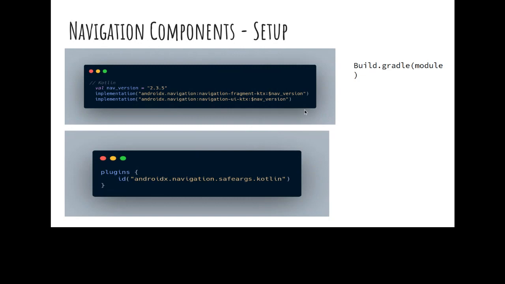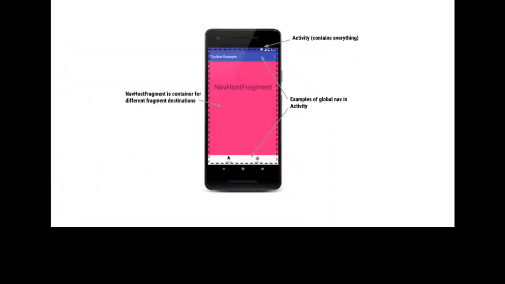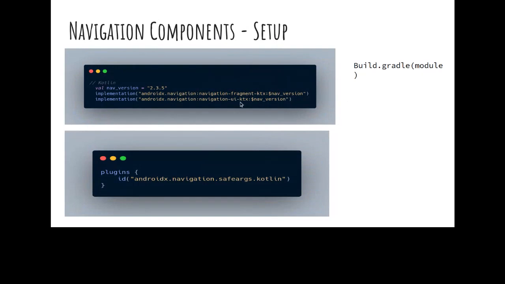Okay, so setting up navigation components. You should have this dependency in your build.gradle module app. Yeah. The navigation fragment KTX and the navigation UI. The navigation UI is used majorly in creating the bottom navigation, the overflow menu, and the navigation drawer. So that's the major part of navigation UI.